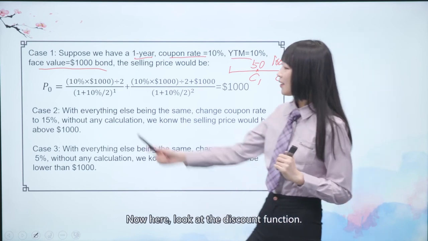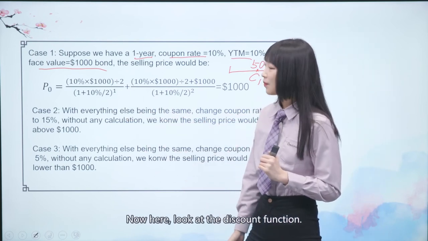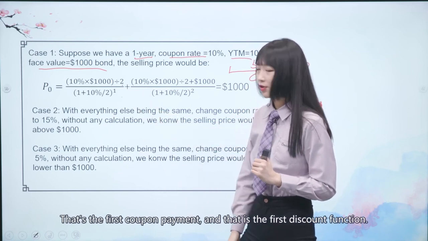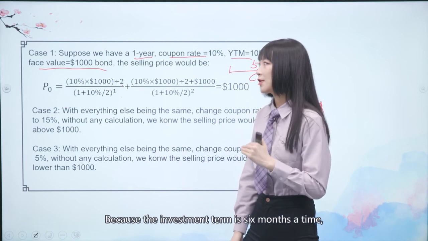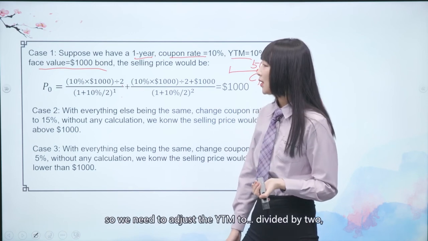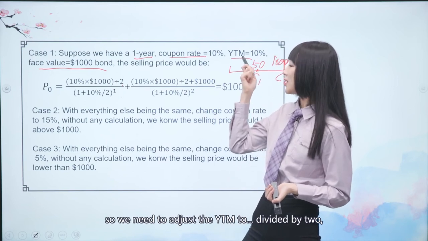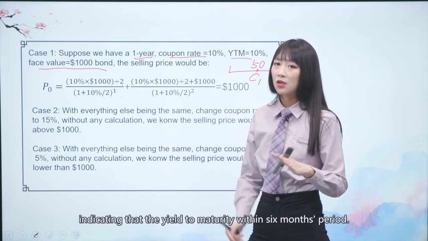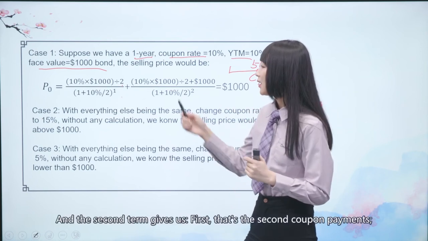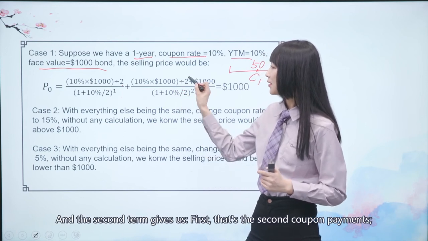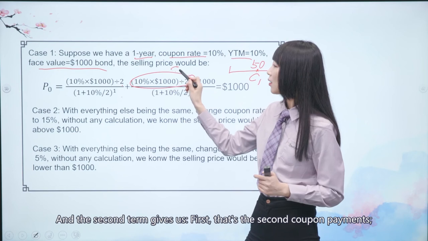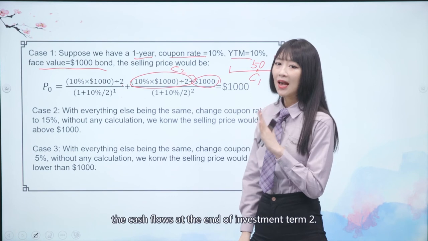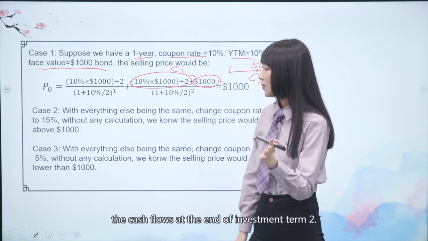Now, look at the discount function. That's the first coupon payment, and that is the first discount function. Because the investment term is 6 months at a time, we need to adjust the YTM by dividing it by 2, indicating that it's the yield to maturity within a 6 month period. And the second term gives us the second coupon payment and the principal. Those are the cash flows at the end of investment term 2.